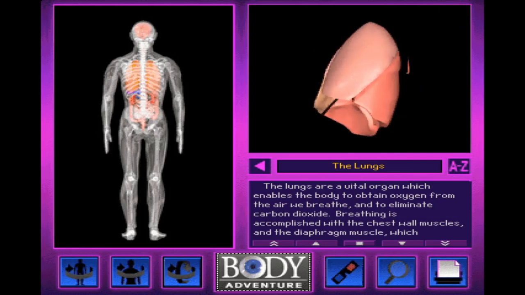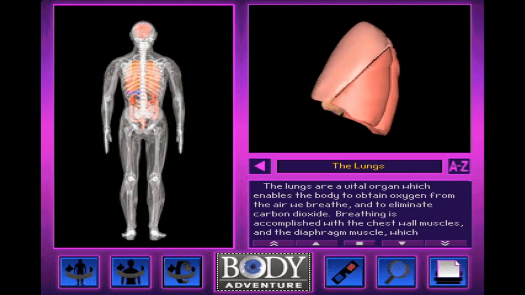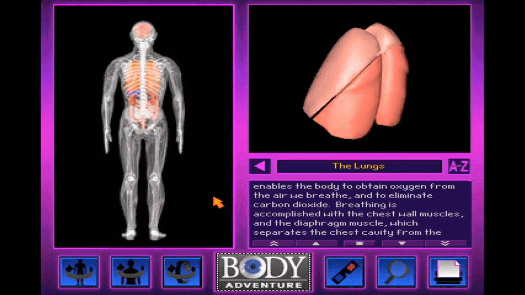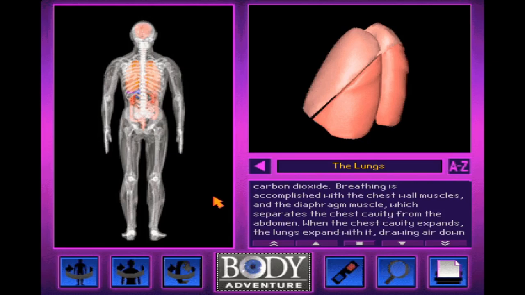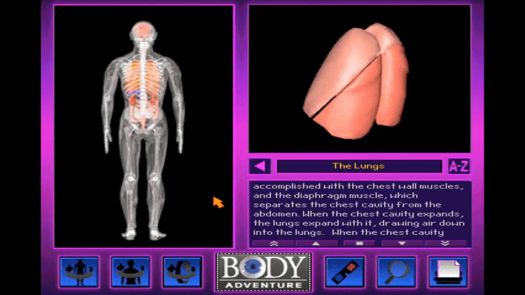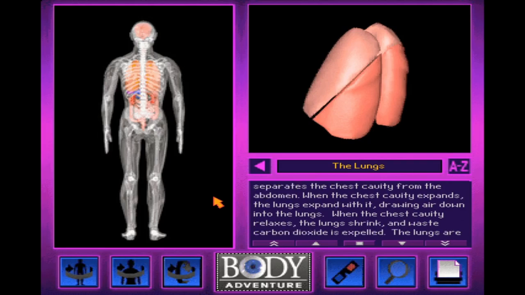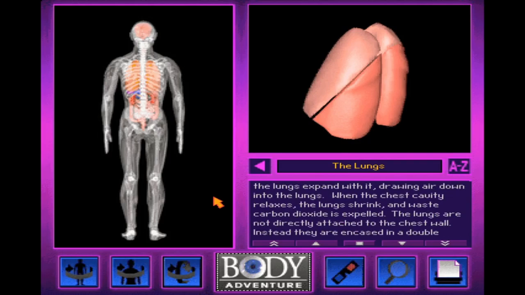The lungs. The lungs are a vital organ which enables the body to obtain oxygen from the air we breathe and to eliminate carbon dioxide. Breathing is accomplished with the chest wall muscles and the diaphragm muscle, which separates the chest cavity from the abdomen. When the chest cavity expands, the lungs expand with it, drawing air down into the lungs. When the chest cavity relaxes, the lungs shrink and waste carbon dioxide is expelled.